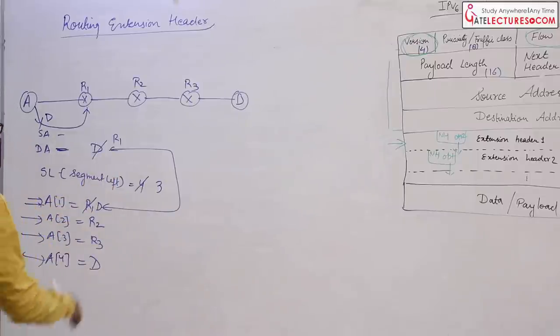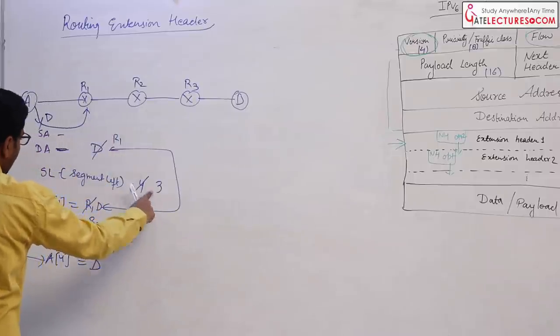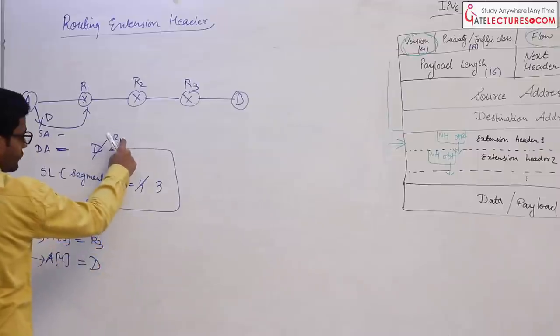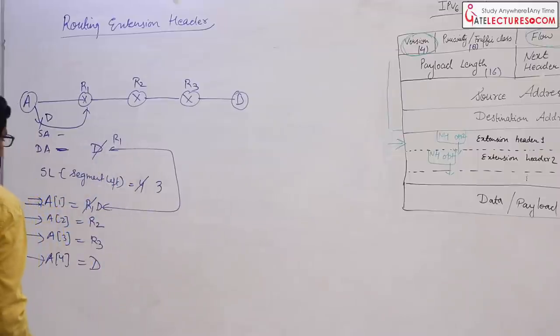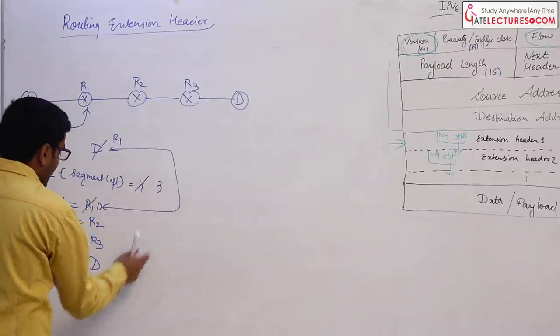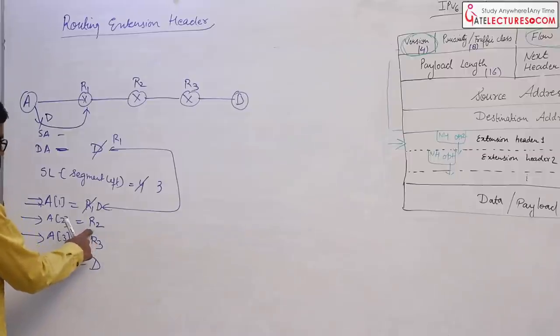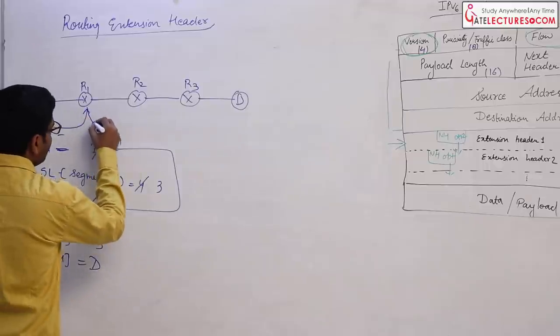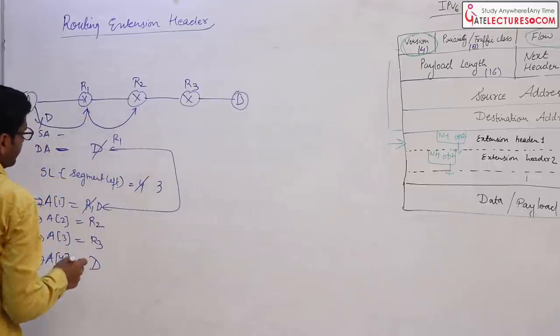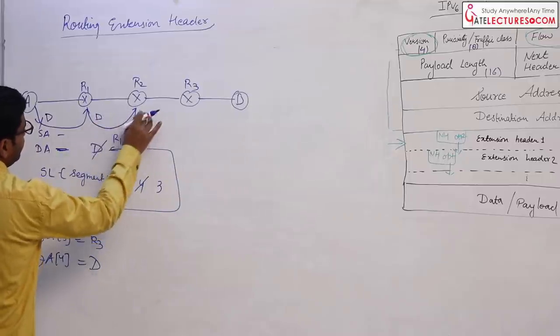Fine. So when the packet has reached R1, it has decreased the segment left by 1, and it has swapped this address: R1 is stored here, and this is the destination. So now the segment left to be visited is 3, and the next address that has to be visited is 2, which is R2. Then the packet will be transferred to R2.